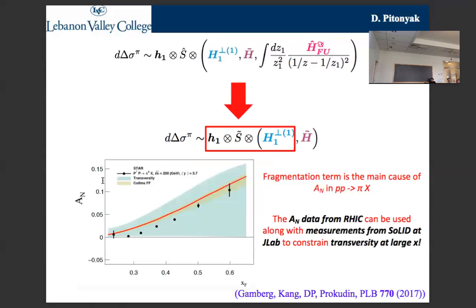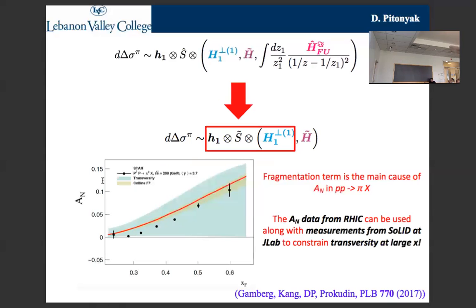We take the transversity function and the Collins function that's been extracted from SIDIS and e+e-. For the time being, we ignore this H tilde function and we just see what we get. Okay? And what we found is that we still get a sizable result for A_N from this fragmentation term. So again, this is no fit.